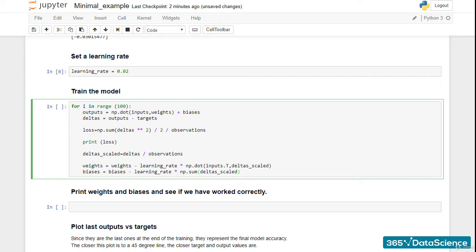First, it calculates the outputs for given weights and biases. Second, it calculates a loss function that compares the outputs to the targets. Third, it prints the loss so we can later analyze it. And fourth, we update the weights and the biases following the gradient descent methodology. Let's run the code.